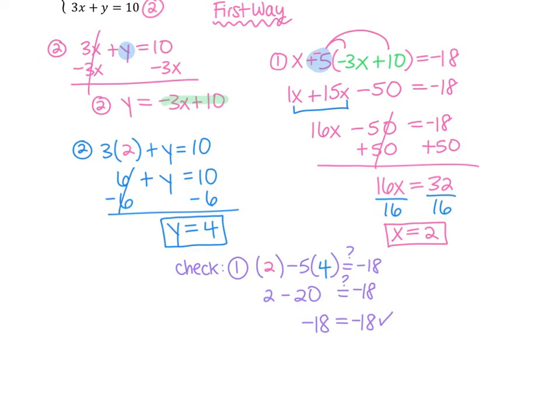Okay, our final answer, written as a coordinate point: x is 2, so 2 goes first, and then y is 4. And then again, we can use solution sets to be more proper. And that's it. If you want to keep watching and see how to do it the other way, you can keep watching, otherwise you're done.